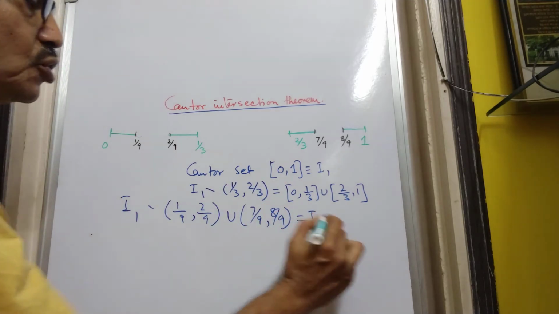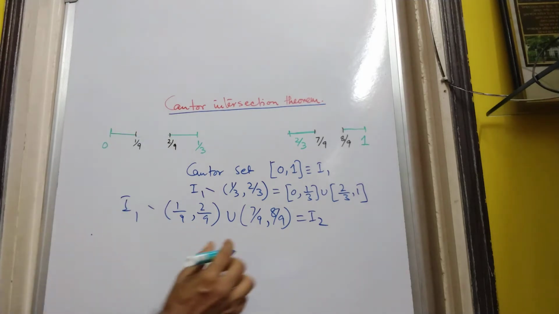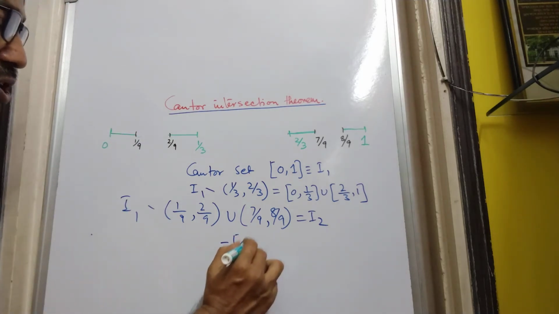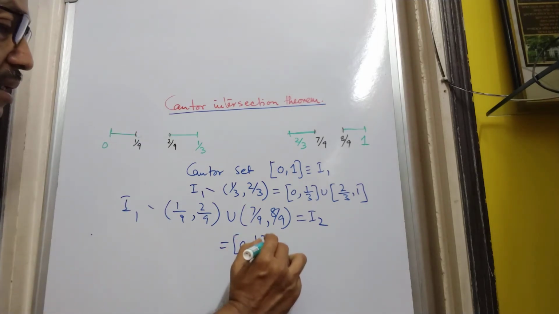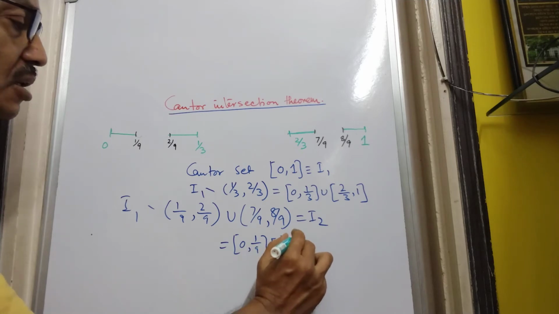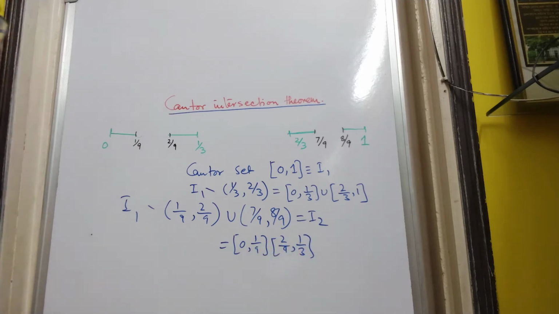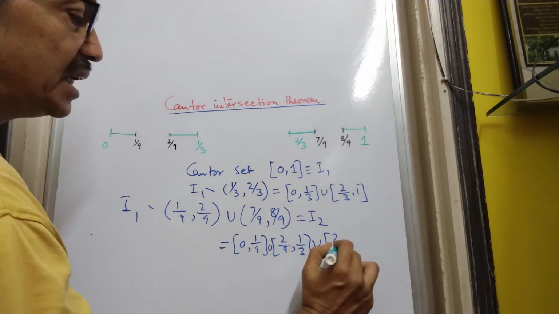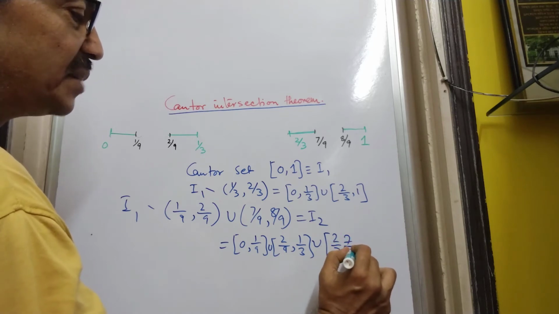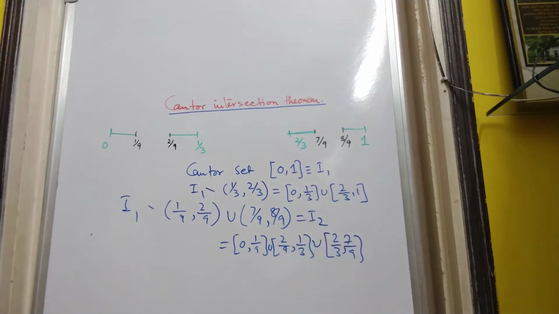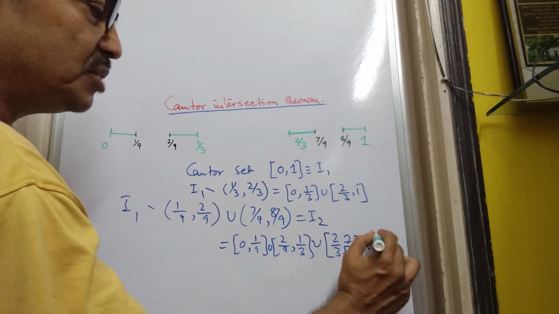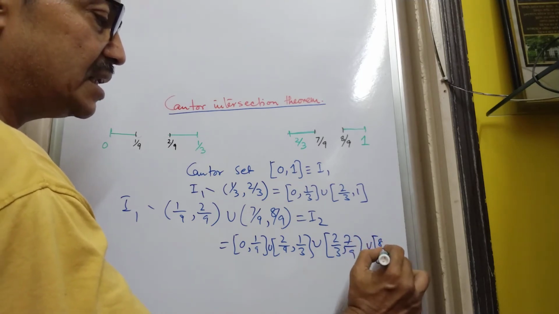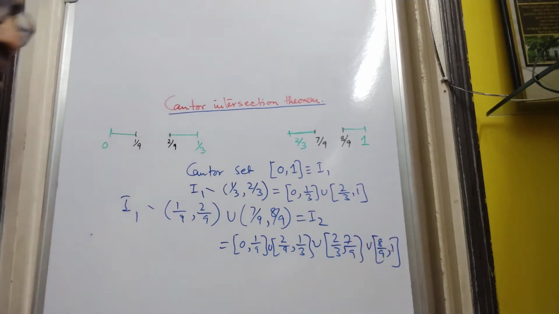So what is I2? I2 is nothing but 0 to 1 by 9, union 2 by 9 to 1/3, which we may think of as 3 by 9, union 2/3 to 7 by 9, which we may think of as 6 by 9 to 7 by 9, and then we have union 8 by 9 to 1, which we may think of as 9 by 9.